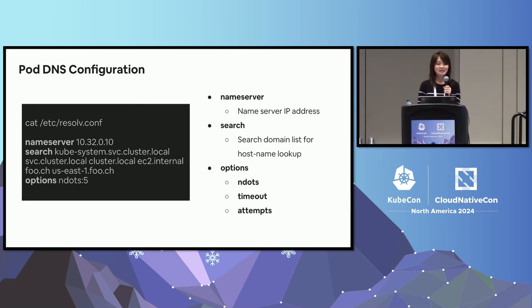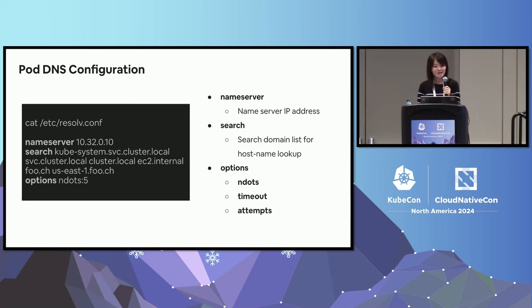The commonly used options are ndots, timeout, and attempts. ndots defines the threshold for the number of dots which must appear in a name before an initial absolute query will be made. Timeout sets the amount of time the resolver will wait for a response from a remote name server before retrying the query via a different name server. Attempts sets the number of times the resolver will send a query to its name servers before giving up and returning an error to the calling application.